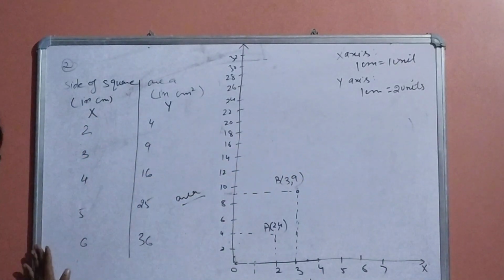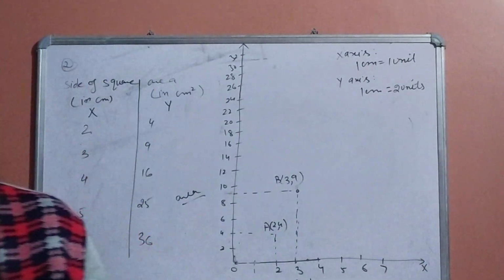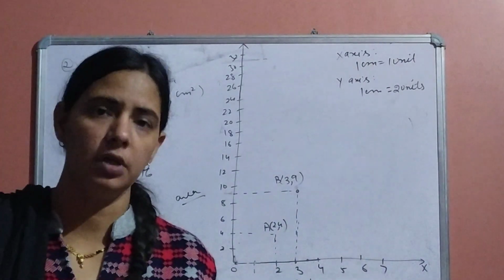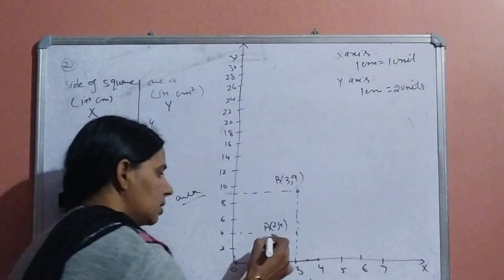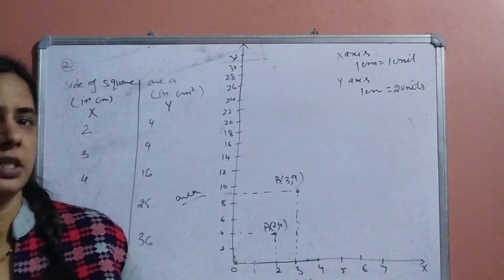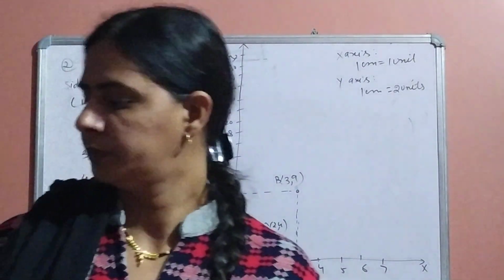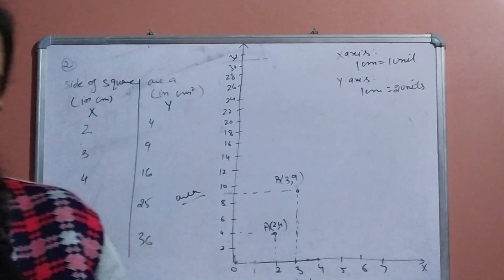Similarly, you will draw all the points and then you will join these points by a line. And yes, it is your homework. You will tell whether it is a linear graph or not. Okay, plot all the points and then join these points by a line. If they all lie on the same line, then it is a linear graph, otherwise not. So you will see whether it is a linear graph or not. This is your homework.